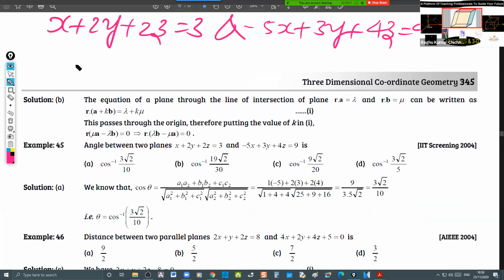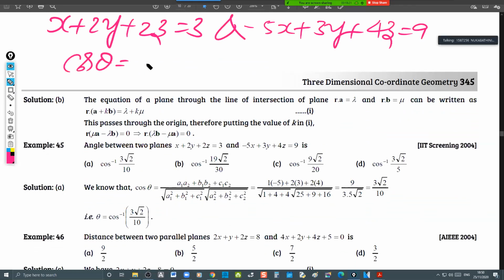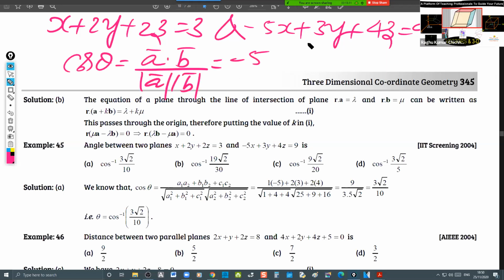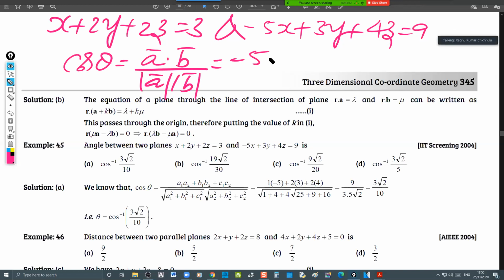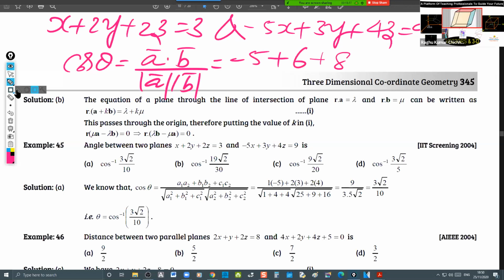So if you want the angle, there is a direct formula: cos theta. Yes, sir, I remember the formula. A bar dot B bar by mod A bar mod B bar. Yes, sir. A bar dot B bar means 1 into minus 5, minus 5. 2 into 3, 6. Plus 2 into 4, 8. Divided by root of 9.